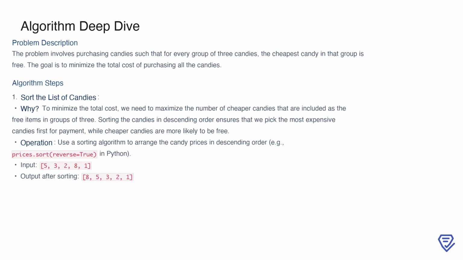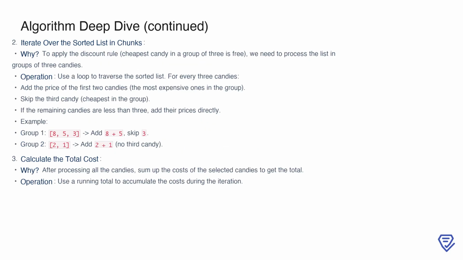For example, if the input prices are 5, 3, 2, 8, 1, sorting them in descending order gives 8, 5, 3, 2, 1. This ordered list allows us to systematically process the candies in a way that minimizes the total cost. Sorting can be done using standard operations like prices.sort(reverse=True) in Python, which efficiently rearranges the elements in the desired order. Once the list is sorted, the next step is to process the candies in groups of three to apply the discount rule.